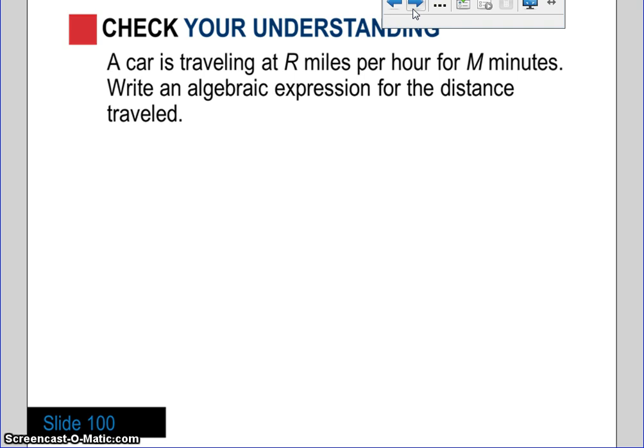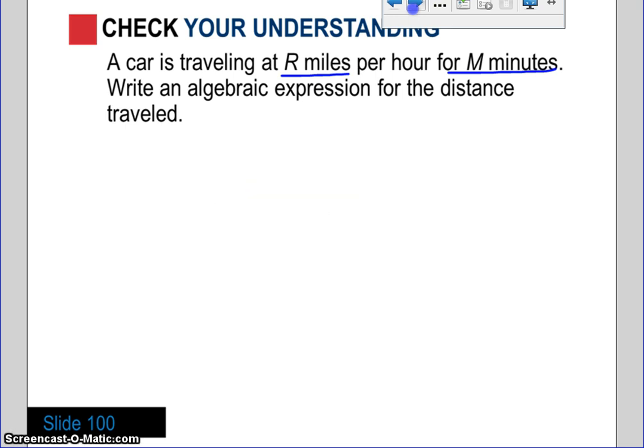All right, let's take a look at this. It says a car traveling at R miles per hour for M minutes. Write an algebraic expression for the distance traveled. Now, my guess is that some of you just quickly said RM and thought you were done. But that's actually not correct. We don't want to be doing that.